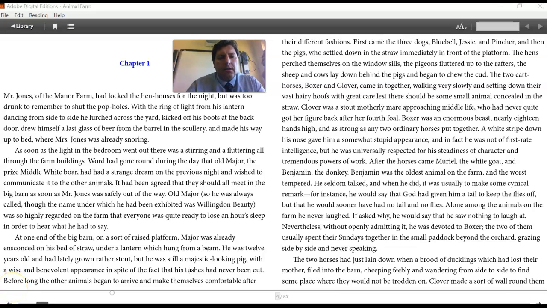So Major calls them in for this meeting. It says here he sits on a sort of raised platform. So we already understand it's kind of podium-like. The animals are not like animals we know. We get a pretty early concept that they're representative of human groupings.